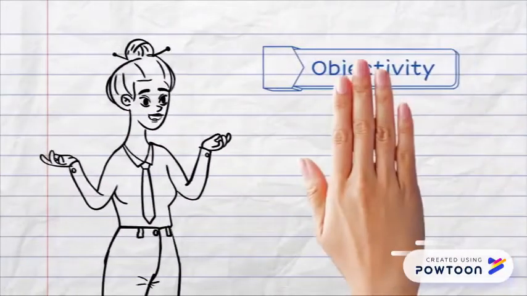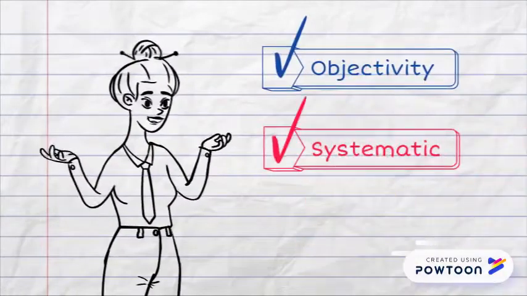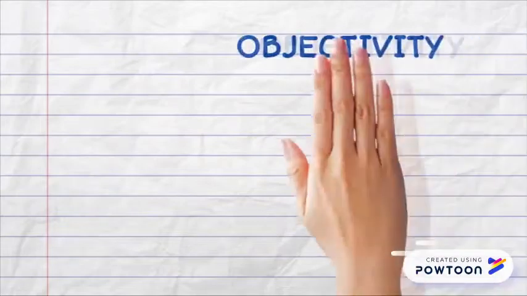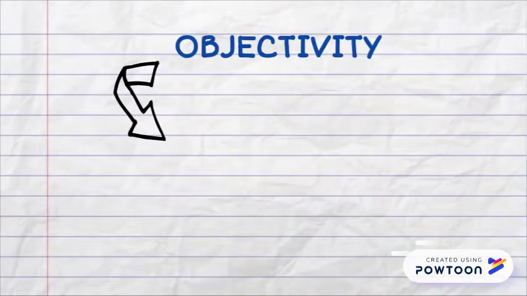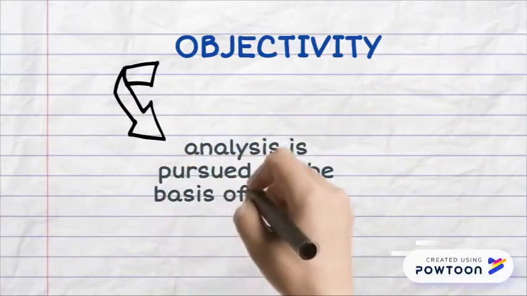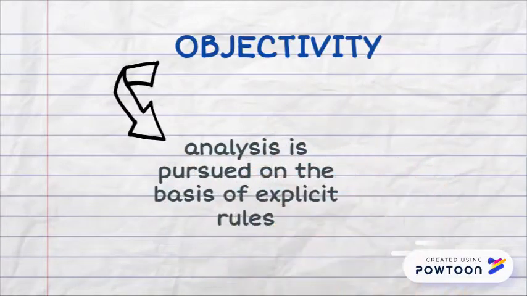There are three basic principles of scientific method, which are objectivity, systematic, and generalizability. So now, let's dig deeper into the three basic principles. Objectivity means that analysis is pursued on the basis of explicit rules which enable different researchers to obtain the same results from the same documents or messages.